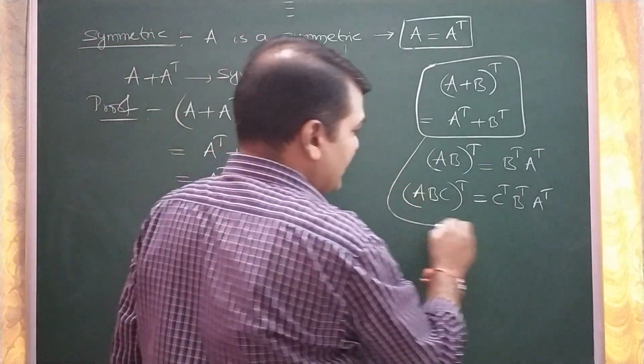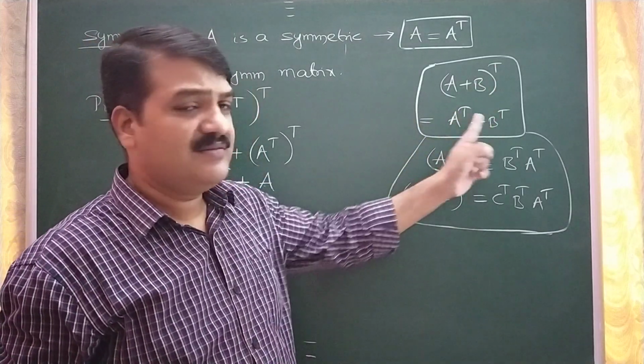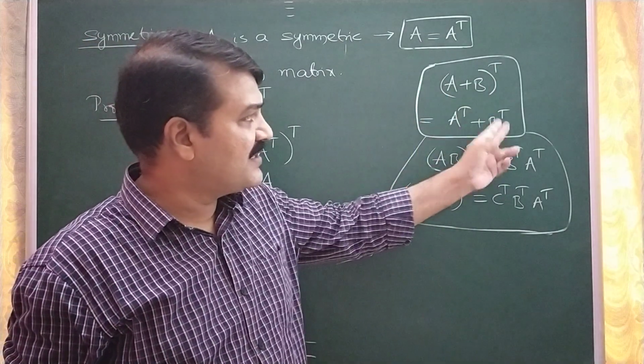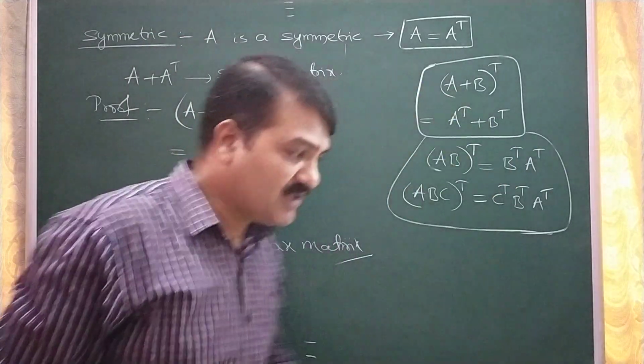Okay, so for addition, when you are taking transpose individually, you can just write first matrix transpose plus second matrix transpose. But in product, order gets reversed. That you have to observe.